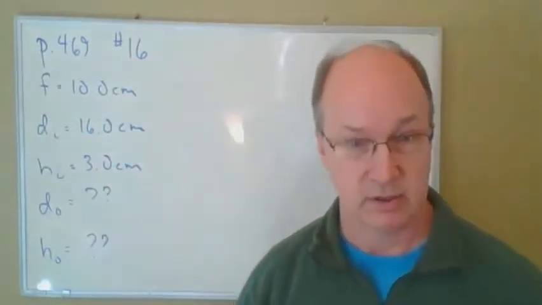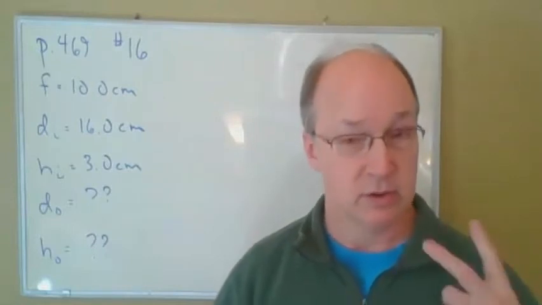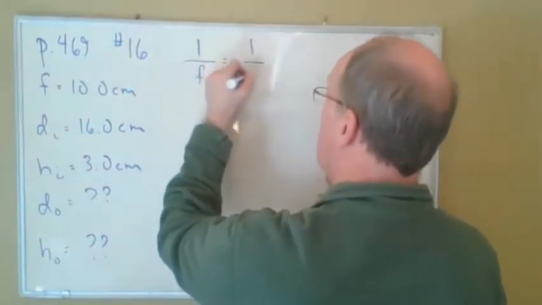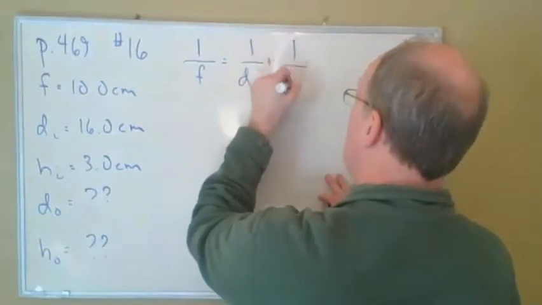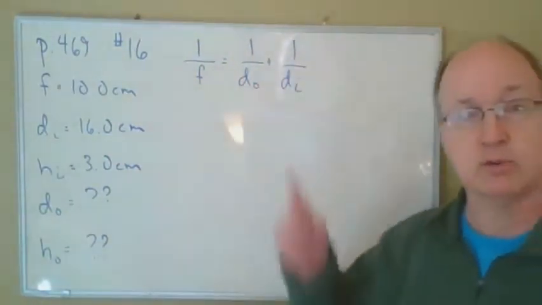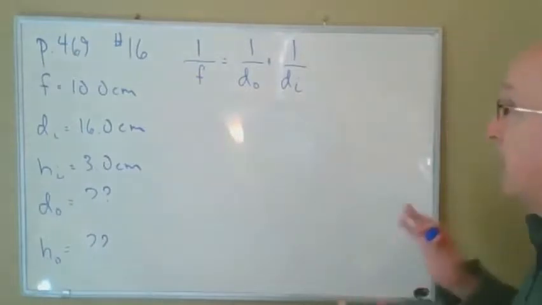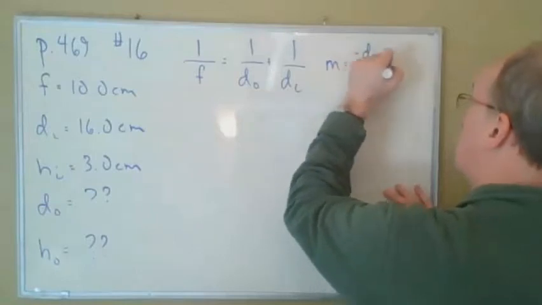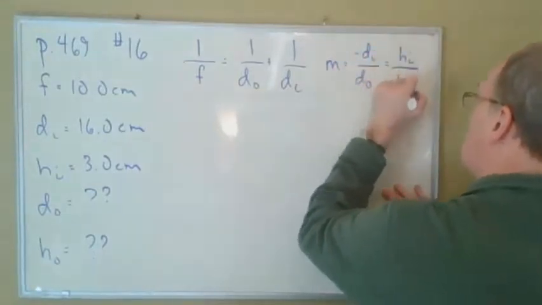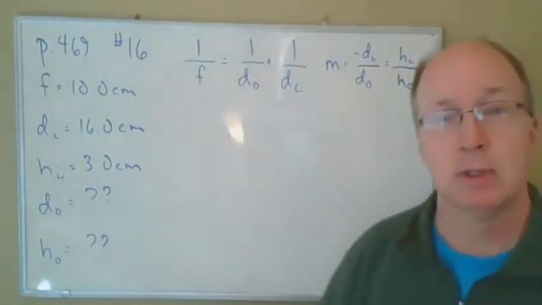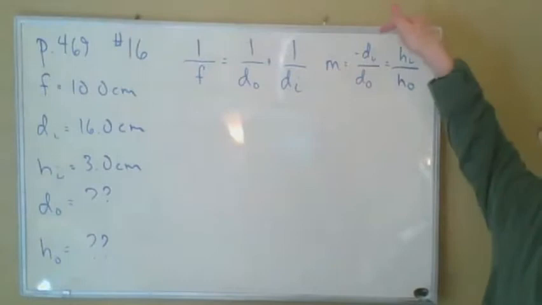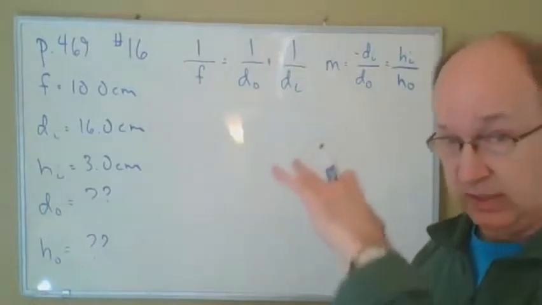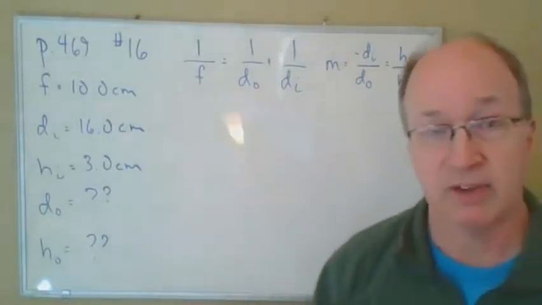Once again, like practice problem 14, we're going to use the two equations. One is the mirror equation: one over F equals 1 over DO plus 1 over DI. The other is the magnification equation: M, the magnification, equals negative DI over DO, or also it equals HI over HO. All those things equal each other, right? All those ratios are equal to the magnification.